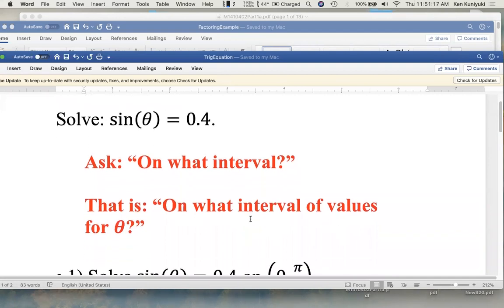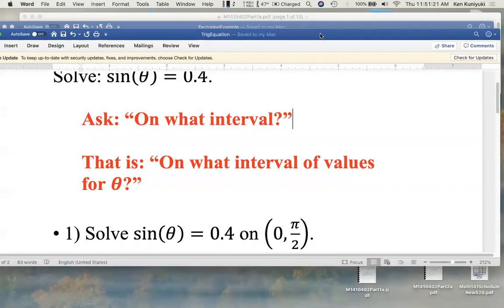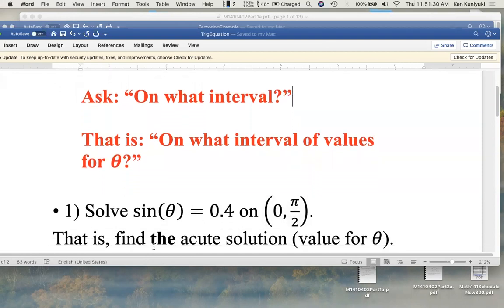Okay, first off, let's solve this trig equation on the open interval from 0 to pi over 2. In other words, we're going to find the acute solution or value of theta that will make this work. What is the only acute angle in radian measure such that sine of theta equals 0.4? There's going to be one acute solution here.